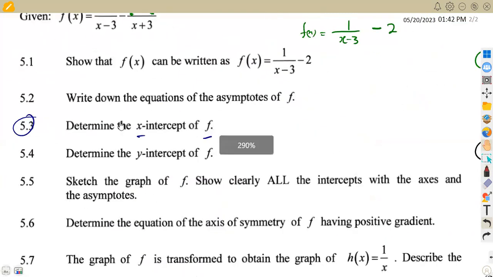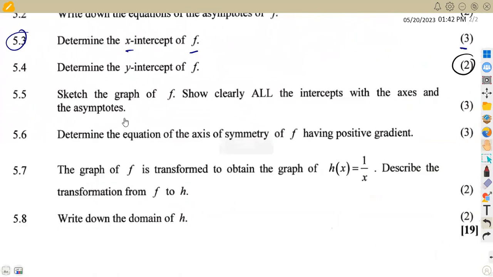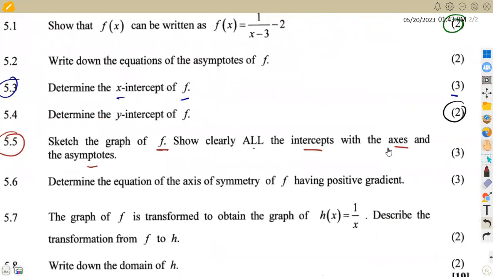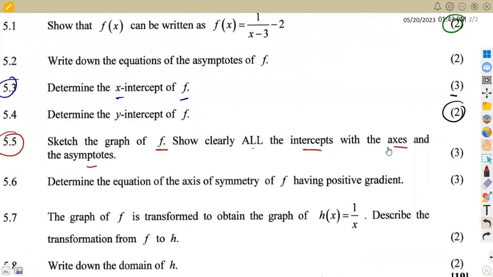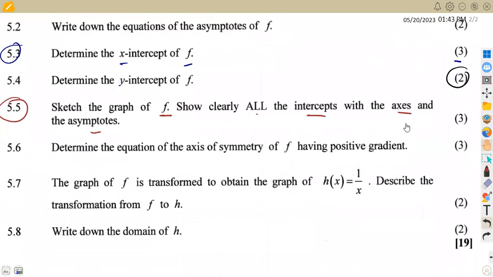Then from there, okay, 5.5. We are now on 5.5, where we are to sketch this graph. Okay, so sketch the graph of f, showing all the intercepts with the axes and the asymptotes. All right, so we are supposed to show the intercepts with the axes and the asymptotes.